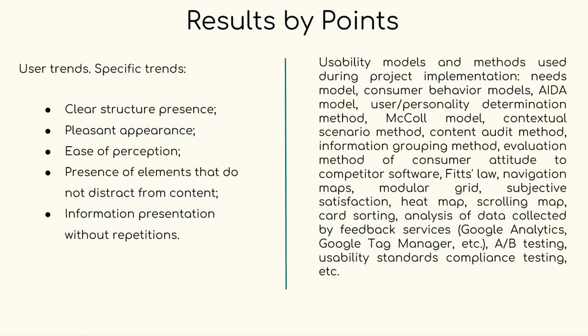Khalupa Tour's research also identified the main user trends. The most important things for users are a clear structure, pleasant appearance, elements that don't distract from the content, presentation of information without repetition, ease of perception, etc. All this allows you to analyze the market and competitors more specifically. The next step, in accordance with the task, was to identify and select models, methods, and metrics that would be used to develop and evaluate the interface. Methods and models used during these steps are shown on this slide.